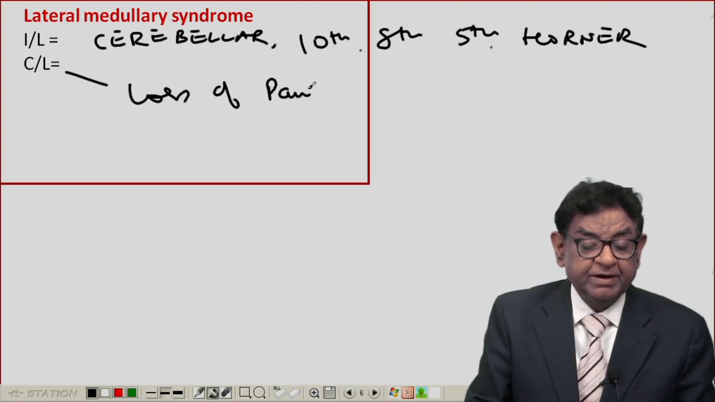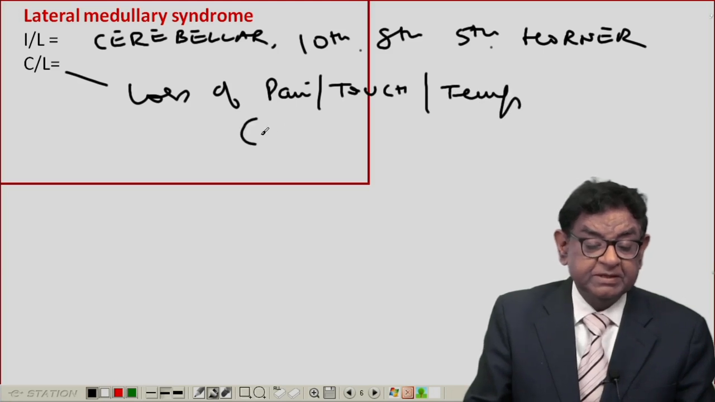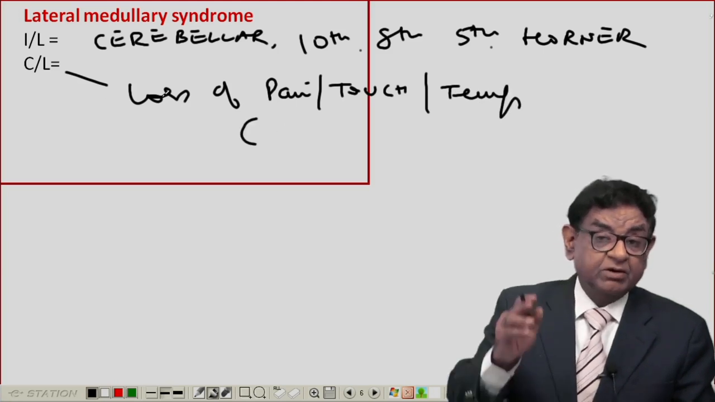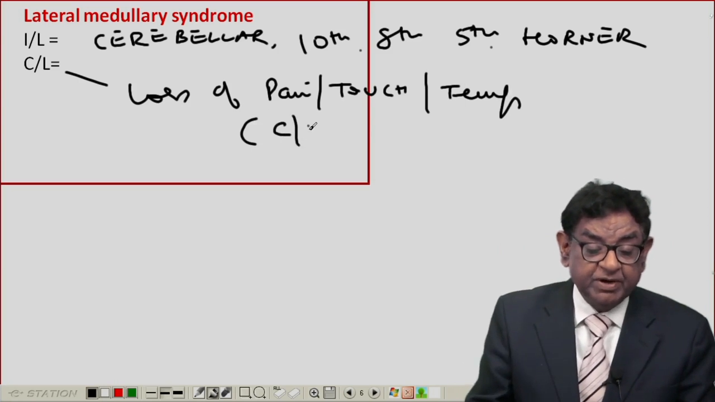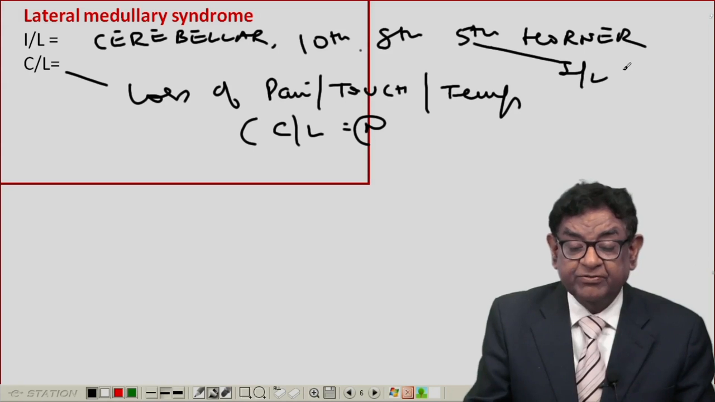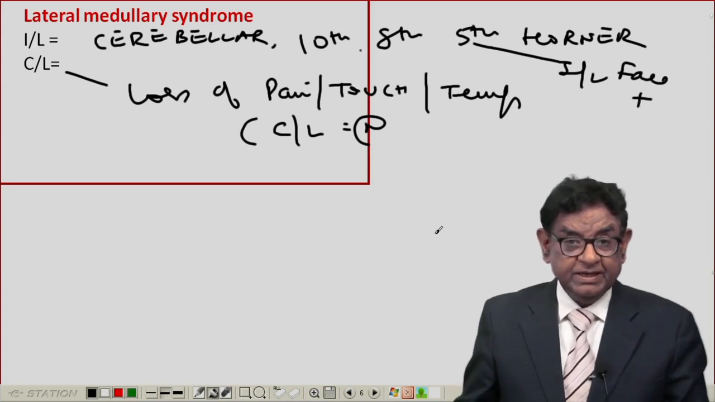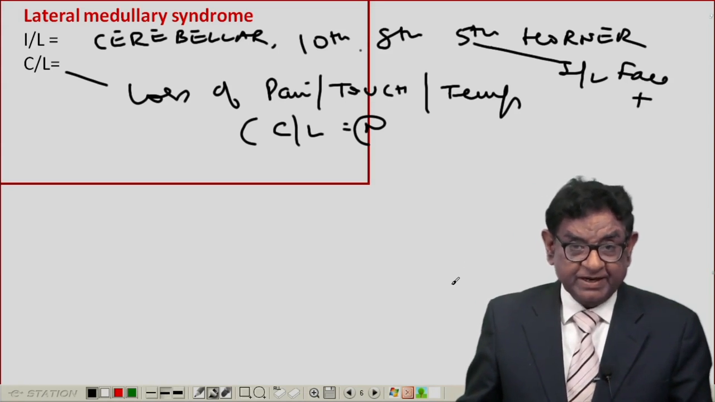pain, touch, temperature. But remember, the contralateral face will be normal. Here the ipsilateral face will be involved, right? I hope you understood the things very clearly.